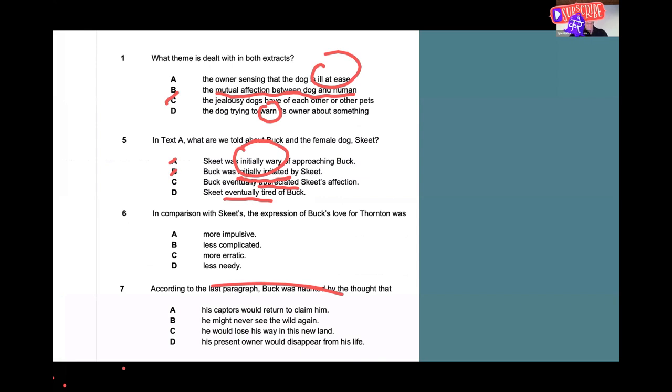Okay, let's have a look at number 6. In comparison with Skeet's, the expression of Buck's love for Thornton was A, more impulsive, B, less complicated, C, more erratic, D, less needy. So we have love as our main keyword, and then we're just looking at these different adjectives: impulsive, complicated, erratic, needy. So let's return to the text, and we're looking for the keyword of love.